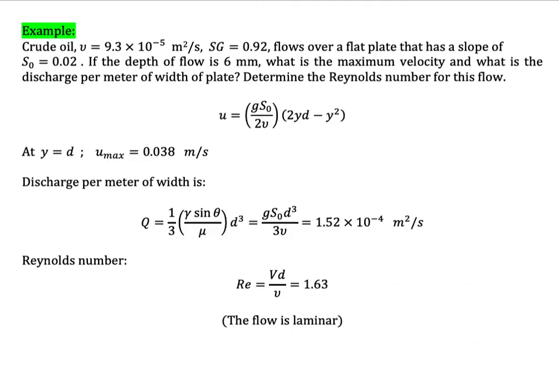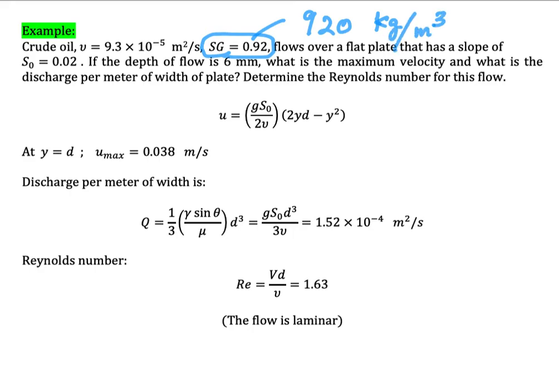So this is the example. If we have a crude oil, kinematic viscosity 9.3, SG meaning specific gravity. I think you already know this one. This is the density compared with water, so 0.92 means it is 0.92 times the density of water. So it will be about 920 kilogram per meter cube.